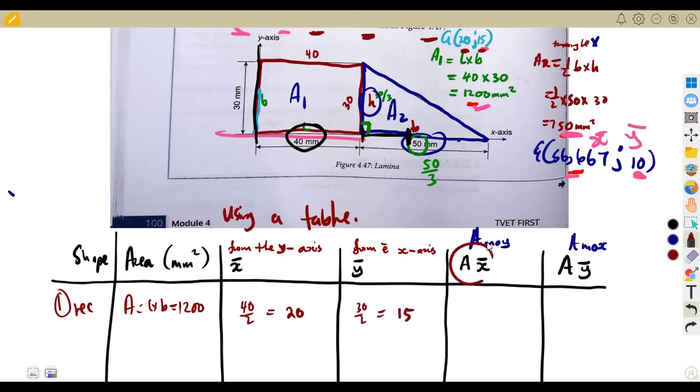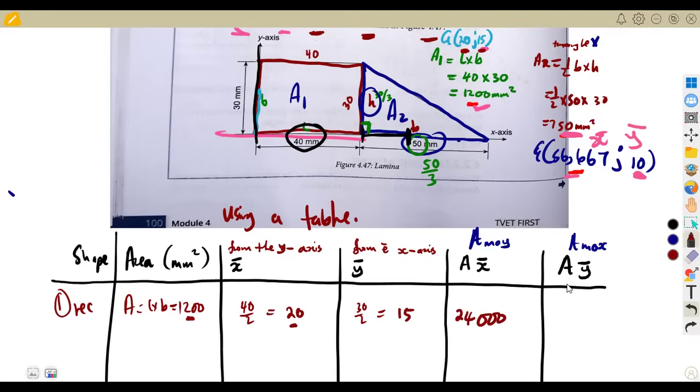So this one is just a product, A times x bar. The area times the x, 1,200 times 20. Let me just multiply, guys, 1,200 times 20. I have a calculator now. This is 24,000.